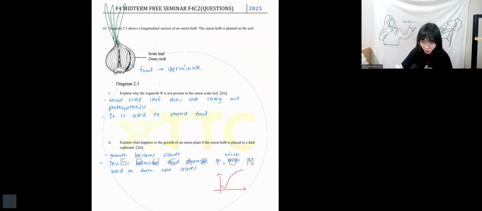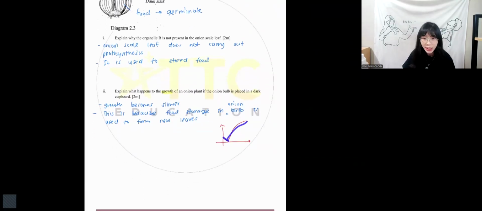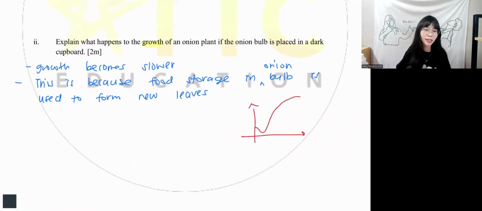How to get more food? When they germinate, they have leaves already, right? They will increase in growth only when they start to form leaves. All onions will only form leaves. Okay? So this is the graph of it. They will reduce and increase later on. Okay, done with this?